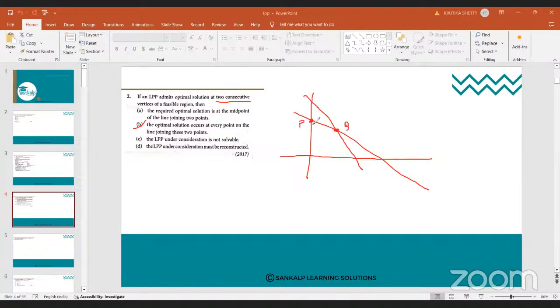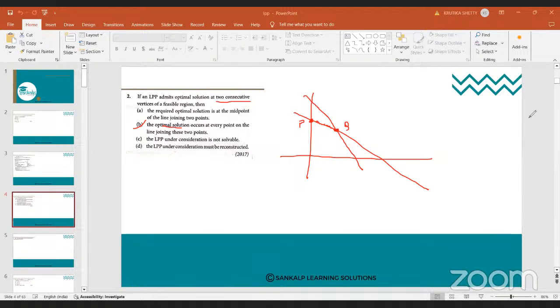So we have got the maximum value at both. The line joining these points, any point on this line will have the maximum value or the optimal solution. Optimal may be maximum or minimum. So the right answer is B: the optimal solution occurs at every point on the line joining these 2 points.